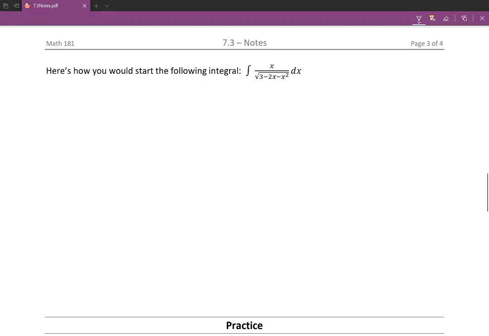Welcome to part 4 of the 7.3 notes. Again, this is trigonometric substitution.